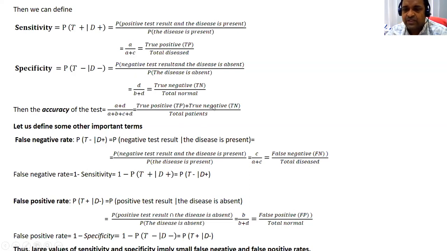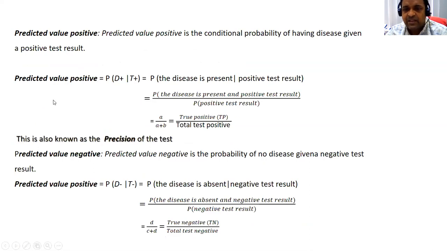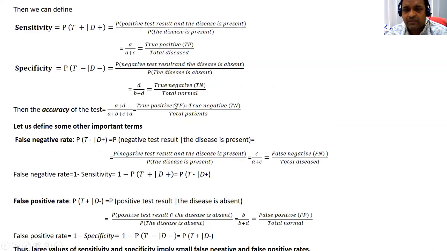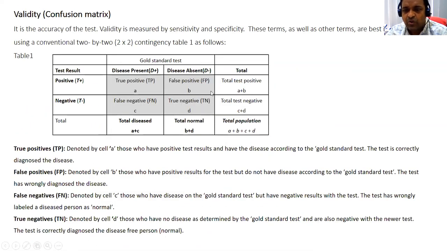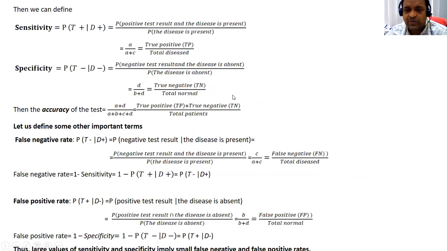So from the configuration of the matrix, we can get the sensitivity and specificity. Also, we can get the accuracy of the test. Please remember, accuracy is nothing but true positive plus true negative: how many times the lab correctly identifies the positive test result, and how many times the lab correctly identifies the patient who does not have the disease, divided by the total number of individuals in the test. This is the way you can get the accuracy of the test.